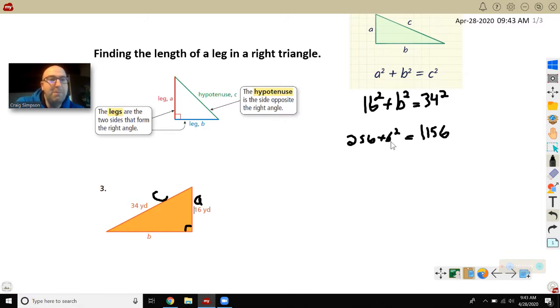We need to get b by itself. To do that, we put this number on the other side of the equal sign. Well, to do that, we do its inverse operation. So we're going to have to subtract 256. That eliminates that from this side. But if you remember our rule when solving equations, what you do to one side, you must do to the other side. So we're going to subtract 256 from this side. That leaves us with b squared equals 1156 minus 256.